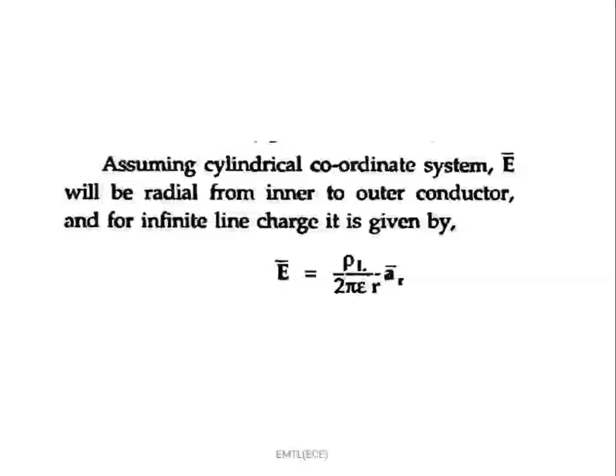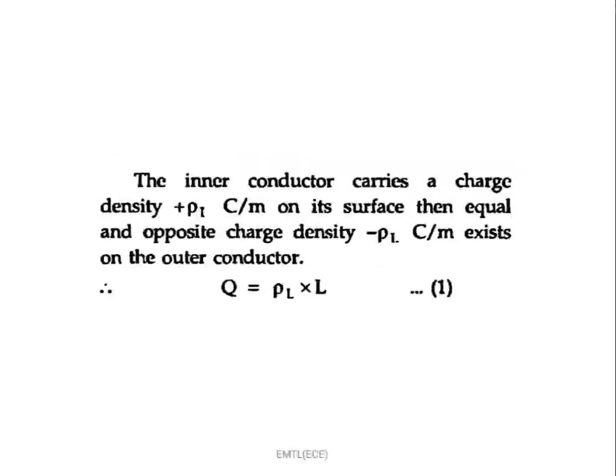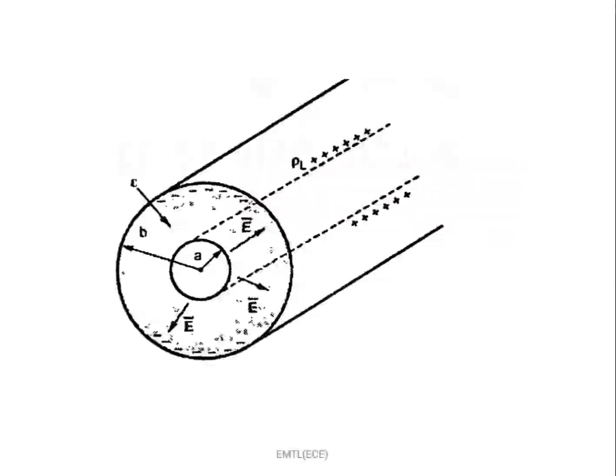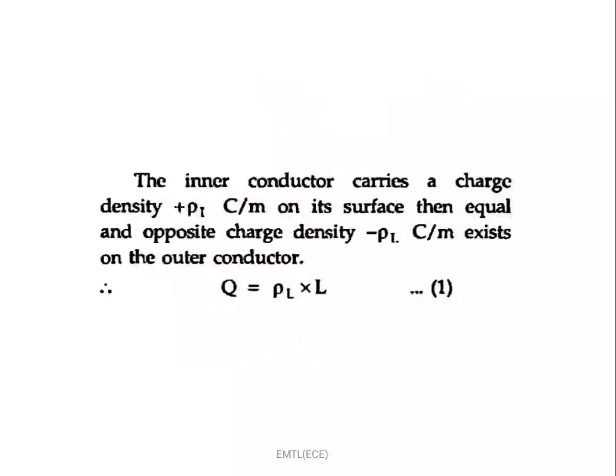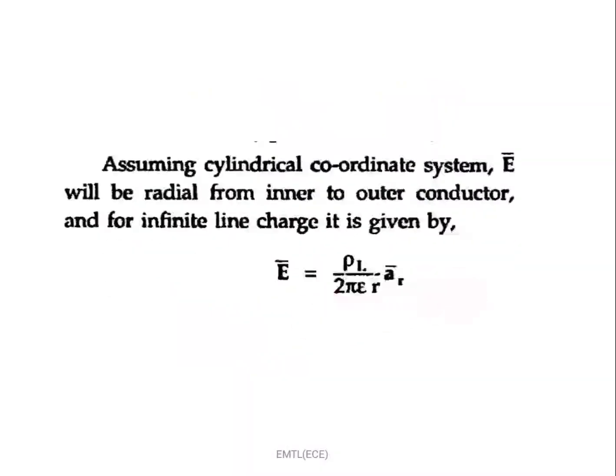So we know for a cylindrical coordinate system the variables are r, theta, phi. The direction of the electric field is along the radial direction, from the inner to the outer conductor. It is clear from this picture. This is the direction of E bar. It is radially outward from the inner conductor. That's why here we have to take the unit vector of E bar as AR bar.